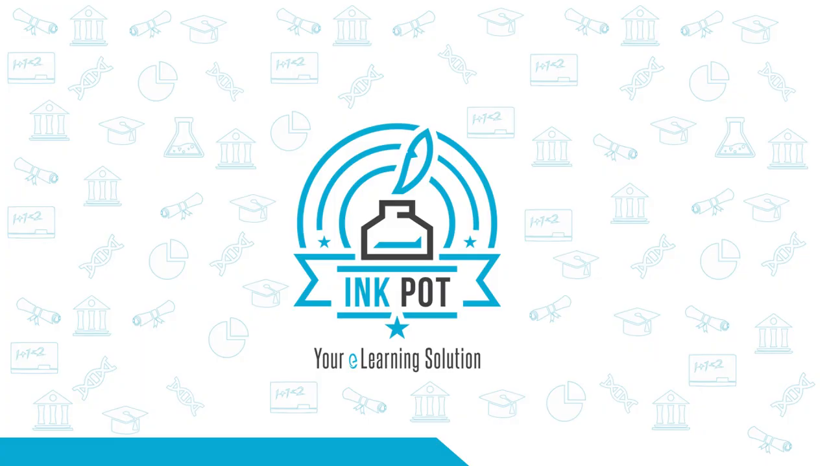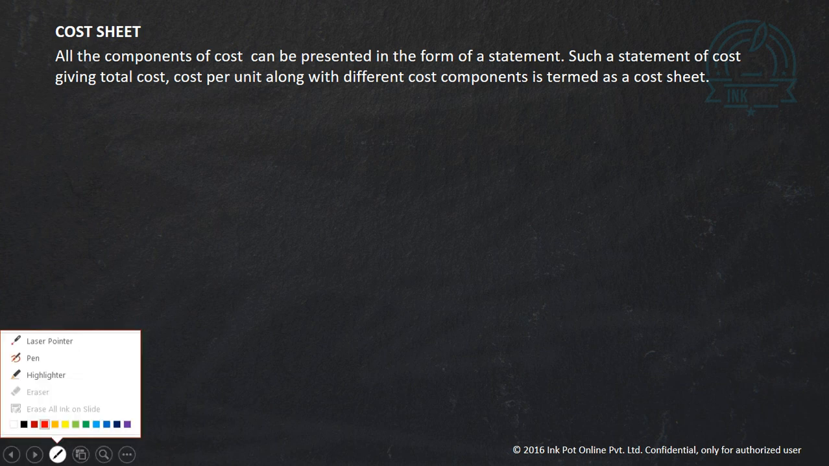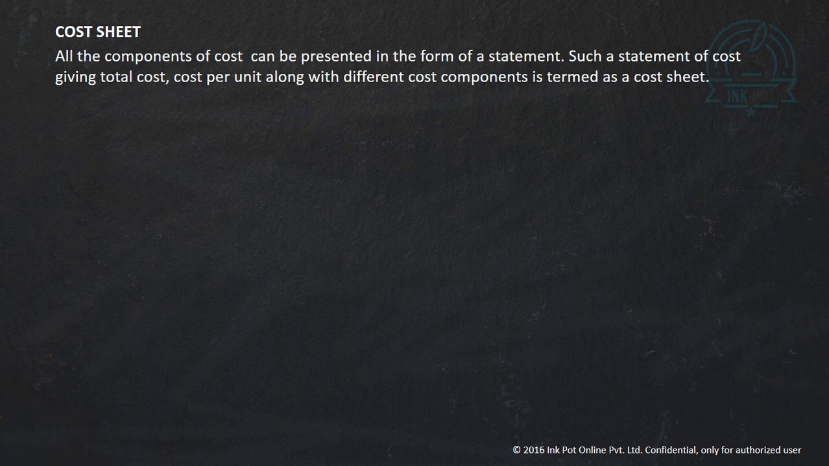Hi, welcome to Import. In this video, we are going to start with the numericals of cost sheet. As already discussed, cost sheet comprises of four components of cost. These components are prime cost, which is equal to direct material plus direct labor plus direct expenses. That is, all direct cost is known as prime cost.